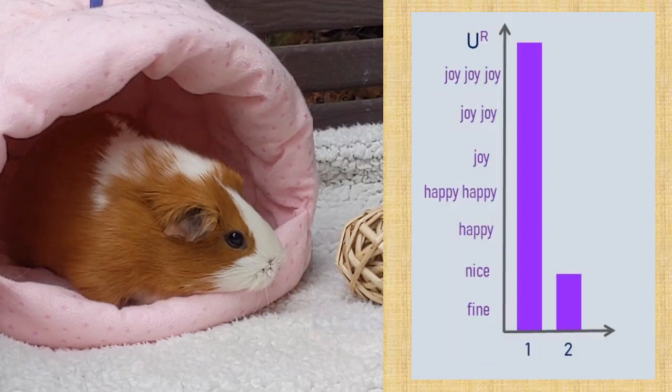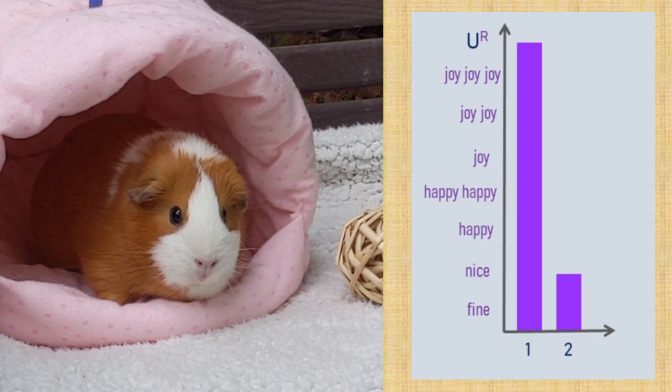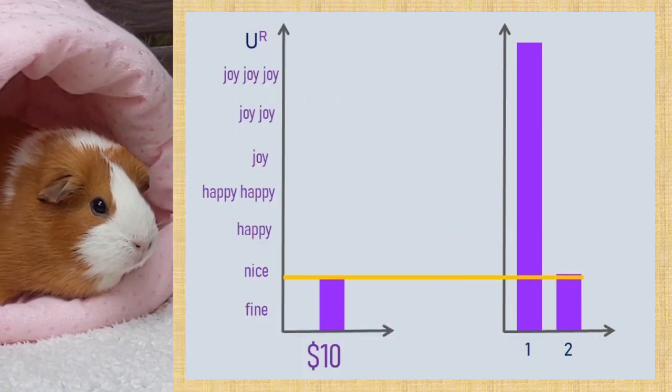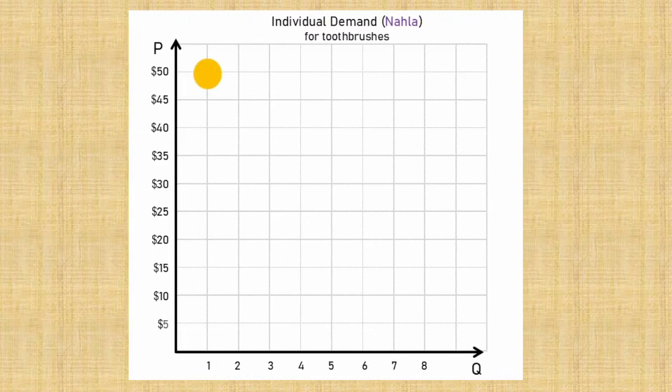She's only getting 20% of the utility from the second one that she got from the first one. So other things being equal, we might expect that she would pay somewhere around $10 for a second toothbrush. We would plot that as one toothbrush sold at $50 a piece and two toothbrushes sold at $10 a piece.